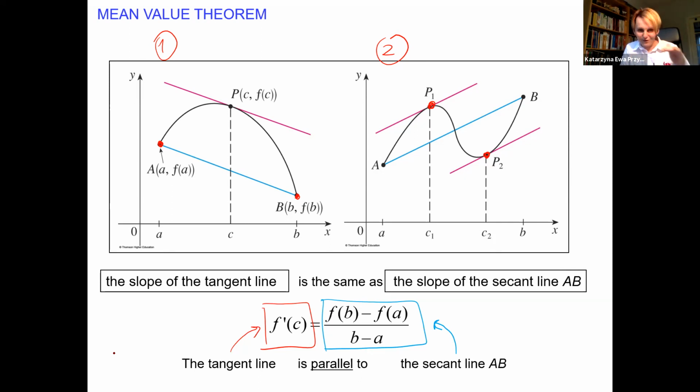But since I'm assuming that my driving was continuous, did I have at least one moment that I was driving exactly 65? Yeah, that means it's something similar. The blue line represents the average rate of change, average speed. But at least once, or maybe a couple of times, I was driving exactly 65. My instantaneous speed was 65. That's the same idea.